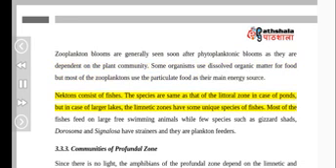The species are the same as those of the littoral zone in the case of ponds, but in the case of larger lakes, the limnetic zones have some unique species of fishes. Most of the fishes feed on large free-swimming animals, while a few species such as gizzard shad, Dorosoma and Signalosa have strainers and are plankton feeders.